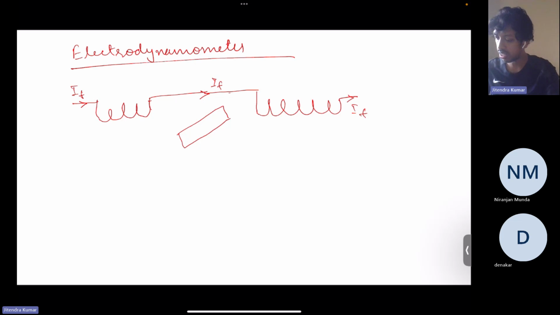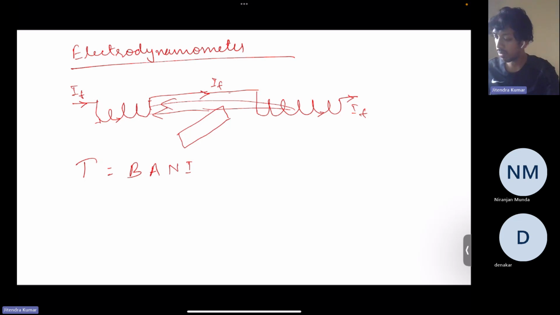If current is traveling in this way, so if you curl your fingers, oh no, it should be this way. So either this way the force will act, or if you reverse the current, the force will be the other way around. So in PMMC, we saw torque is equal to B A N I.